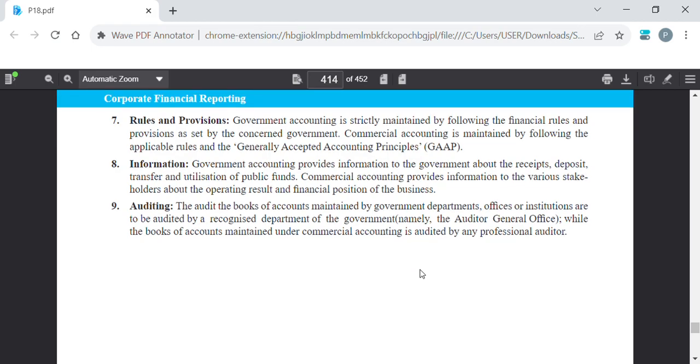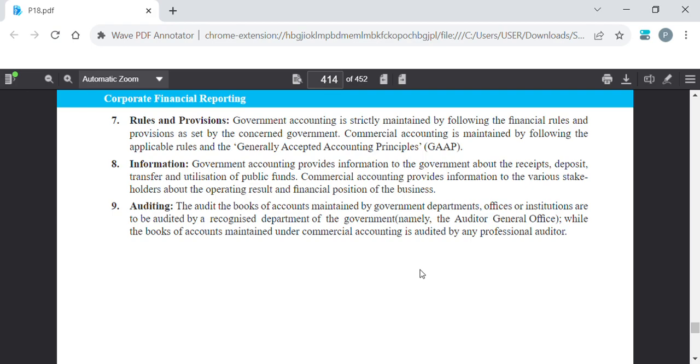Auditing. The books of accounts maintained by government departments, offices or institutions are to be audited by a recognized department of the government, while the books of accounts maintained under commercial accounting are audited by any professional auditor. So that is what is related to auditing. In the case of government accounts, we need a professional auditor, and that auditor is known as the Comptroller and Auditor General of India, CAG. We will be studying that.